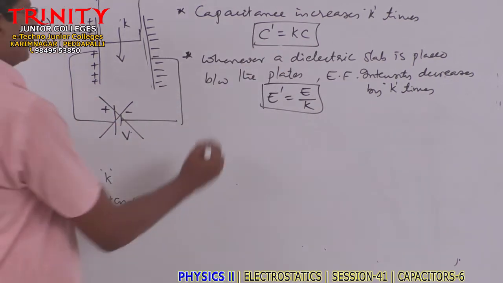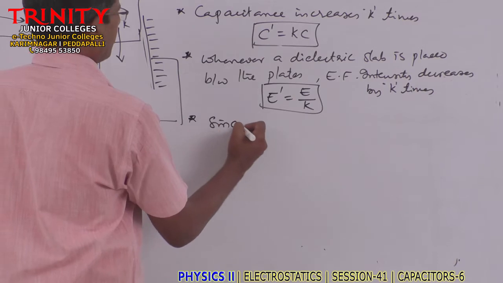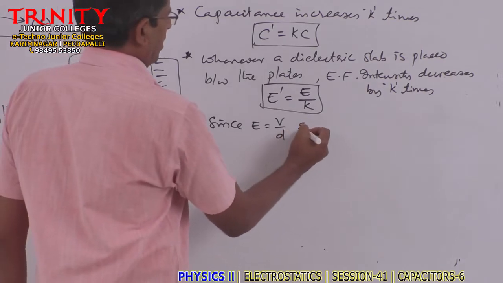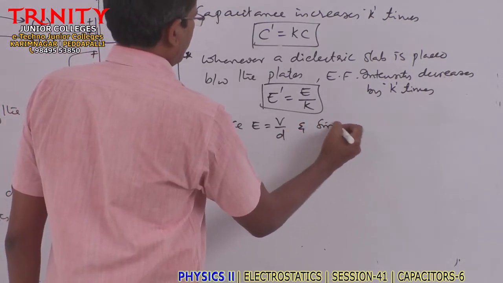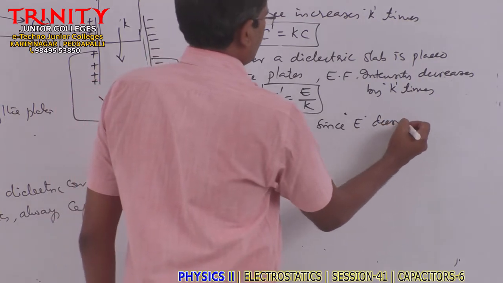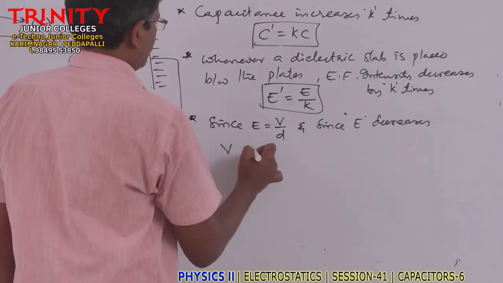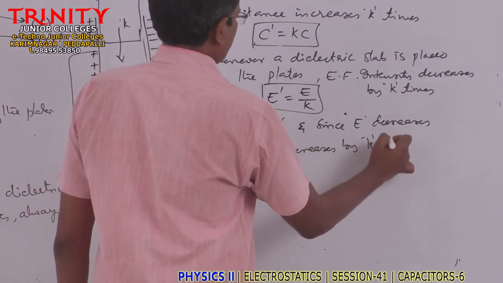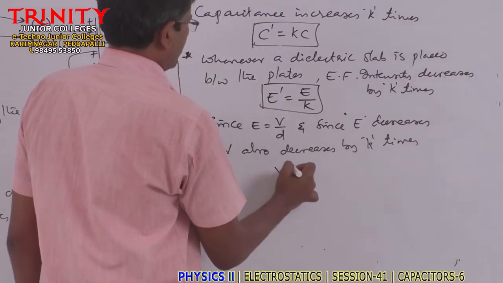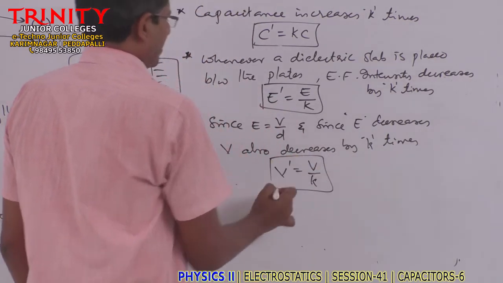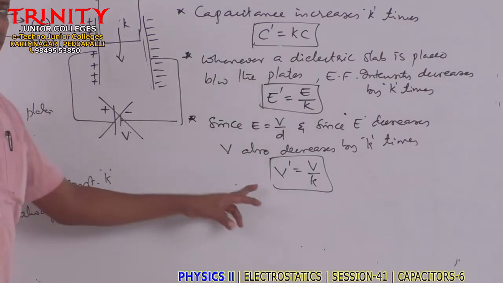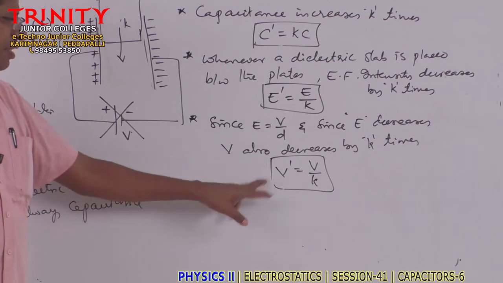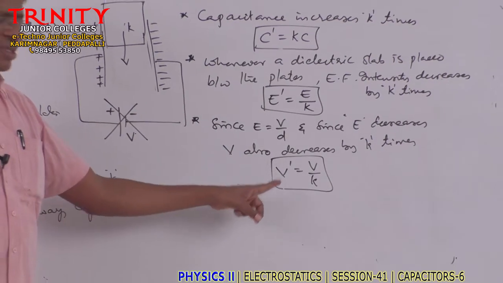Okay. Now, since E equal to V by D, because D is not changing here, since E decreases, V also decreases by K times. So therefore, V dash equal to what? V by K. See, in the previous case, the potential would decrease, but the battery compensated that loss, I said. But now there is no battery, so no compensation takes place. So V dash equal to what?